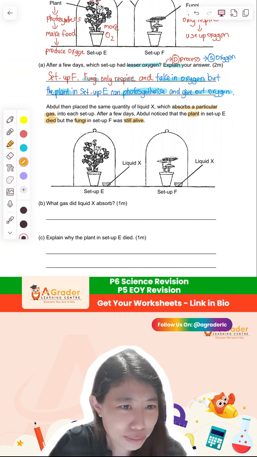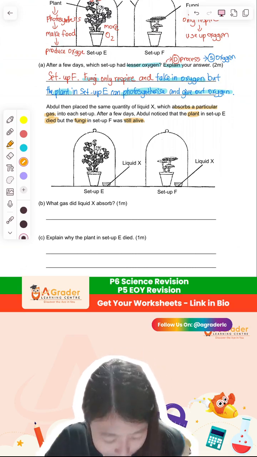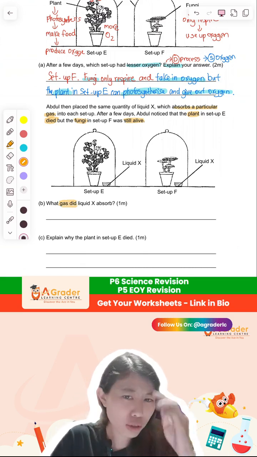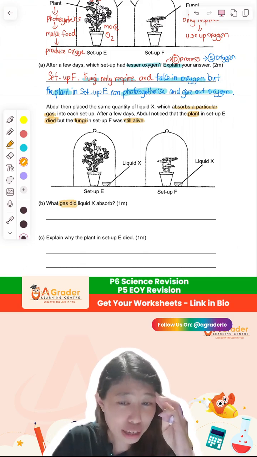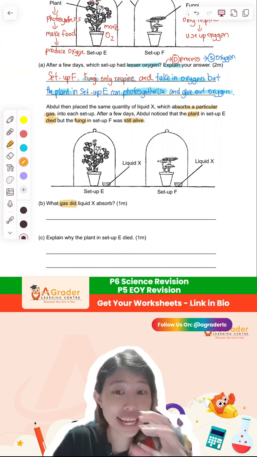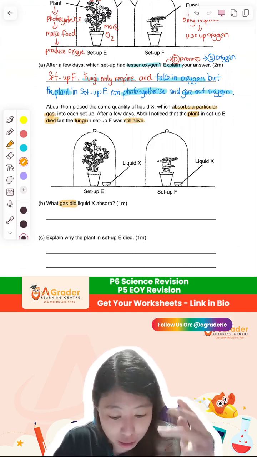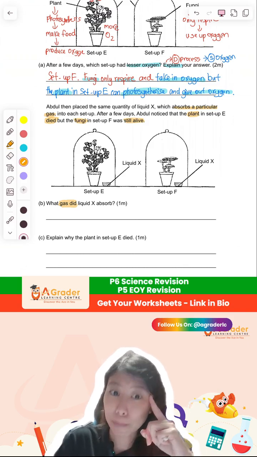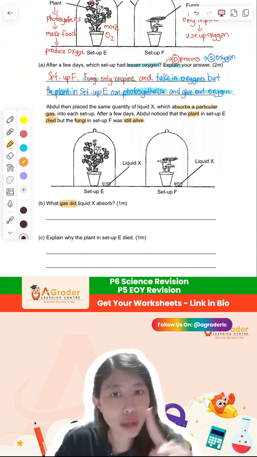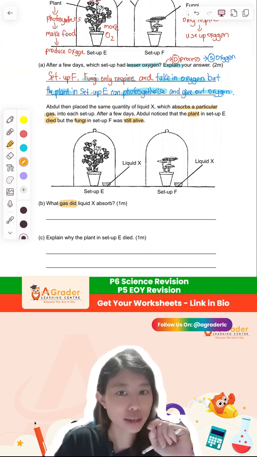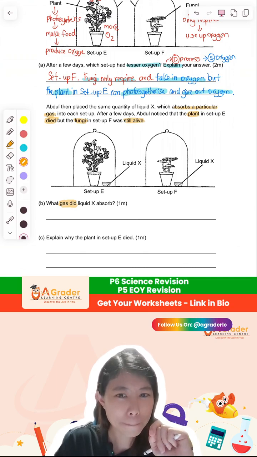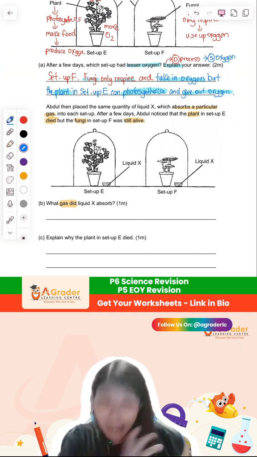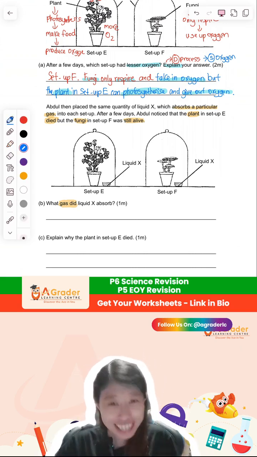Any idea? What gas did liquid X absorb? Okay, this one is a bit tricky. You need to think. If this gas is missing, it can cause the death of a plant. So think, what gas does a plant need, but it is not needed by the fungi? Okay, you think carefully, okay? This is a P5 question in the P5 exam paper.